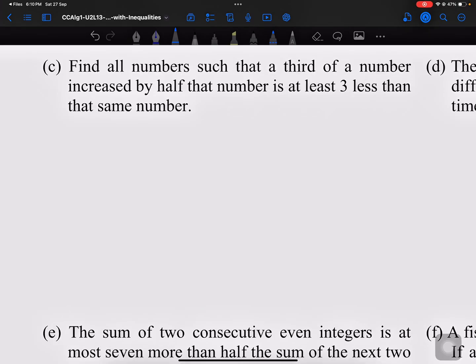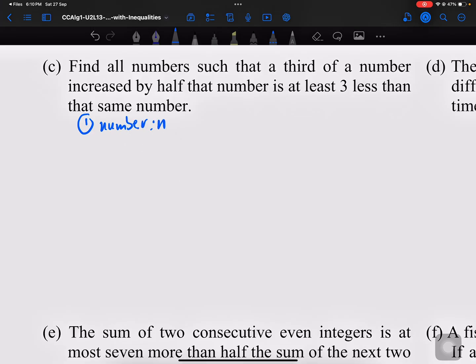Find all numbers such that a third of a number increased by half that number is at least 3 less than that same number. First step is you need to read the problem. Second, you can just let the number be n. Number is n.